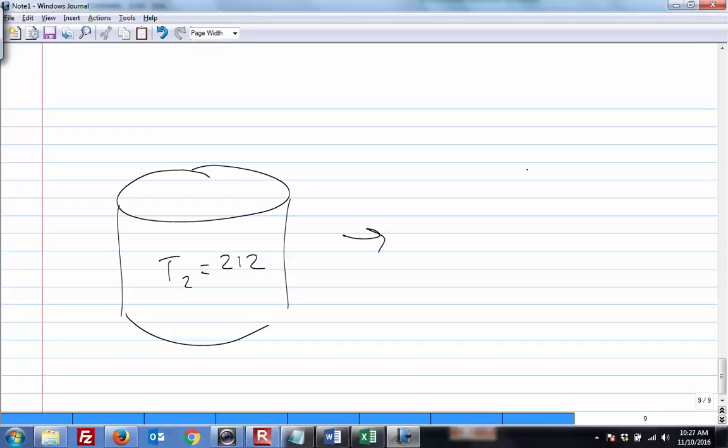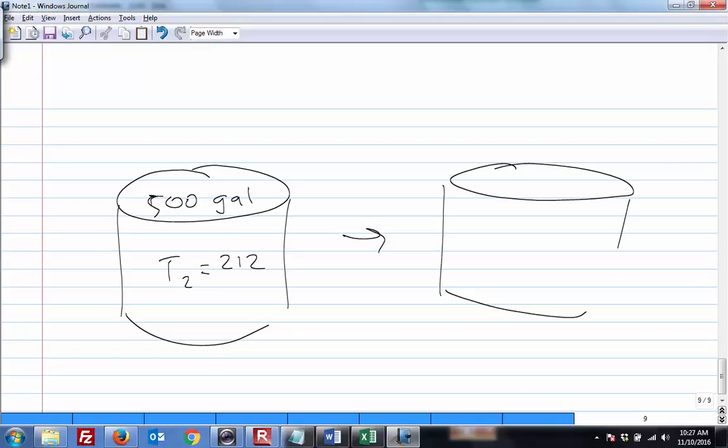Now we've got the thing boiling away, and we were at 500 gallons. We know when we got to T3 still equals 212. The water cannot get hotter than boiling because we're at atmospheric pressure. That's just what happens. And if you're at elevation, that number goes down a little bit. But now we're at 495 gallons of water, and we've got 5 gallons.